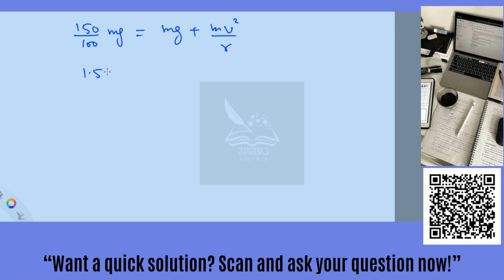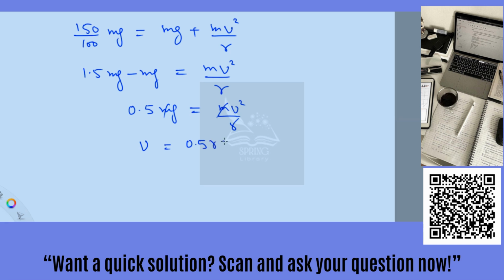Means 1.5 mg, and then we can shift this mg towards the left hand side, minus mg, it will become 0.5 mg is equal to mv square by r, cancelling this m. Finally, the expression for speed of this car over the roller coaster will come out to be square root of 0.5 into rg.